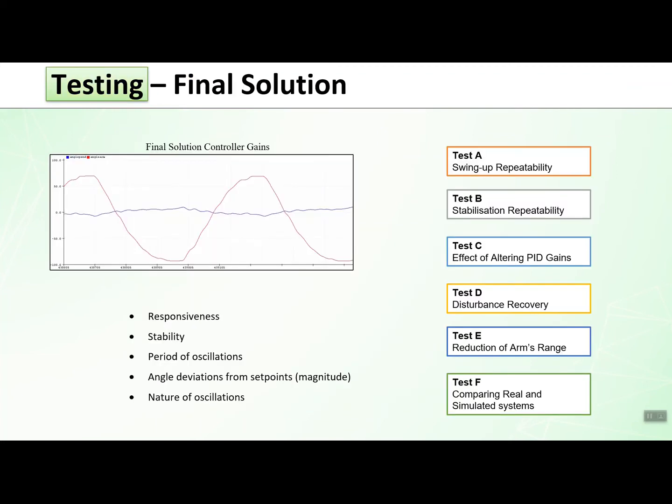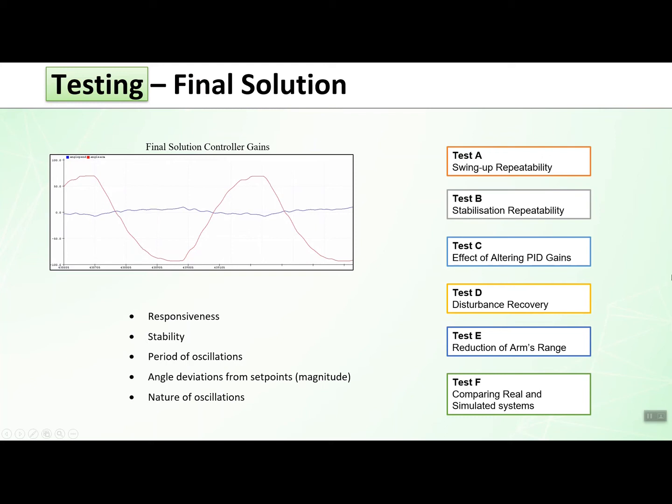We're at the final section of the presentation now, which is testing. Some tests were performed on the system to ensure that the objectives in the design specifications were met and to gain a better understanding of the control system. The graphs in this section are of the pendulum and arm angles against time, with the pendulum being the blue line and the arm being the red line.